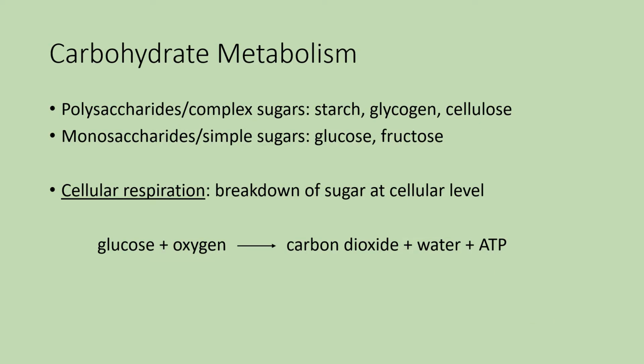So if we look at the carbohydrate metabolism first, we talk about polysaccharides. Those are complex sugars. Those are things like starch and glycogen and cellulose. The body can't use those. They're way too big, not at the cellular level. It can't take it across that cell membrane. So it's going to have to be broken down into monosaccharides or simple sugars, things like glucose, fructose.